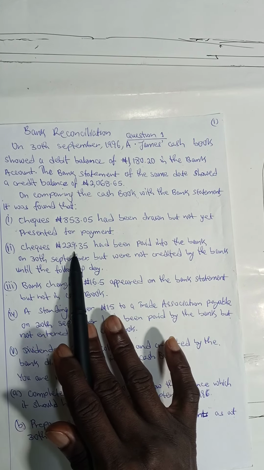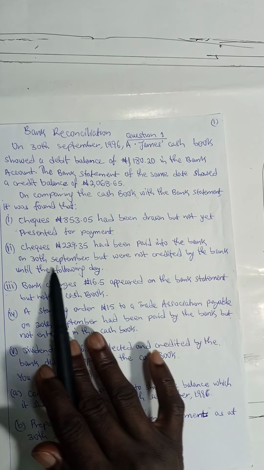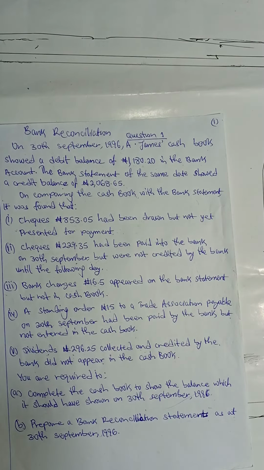Then we have checks of 229 naira 35 kobo that had been paid into the bank on 30th September but were not credited by the bank until the following day. This is an uncredited check, and we explained its meaning. We said uncredited checks are checks deposited by the account holder but yet to be credited by the bank at the time of preparation of the bank reconciliation statement.